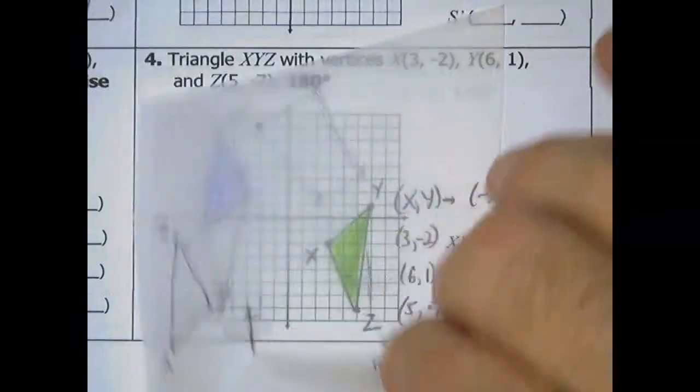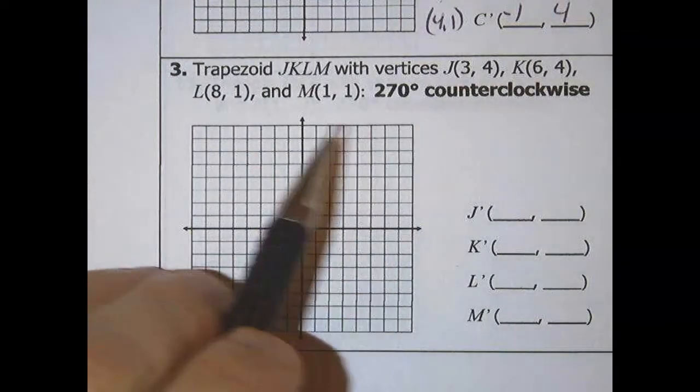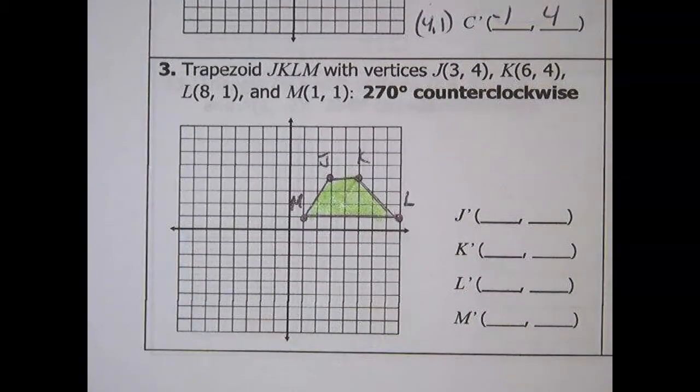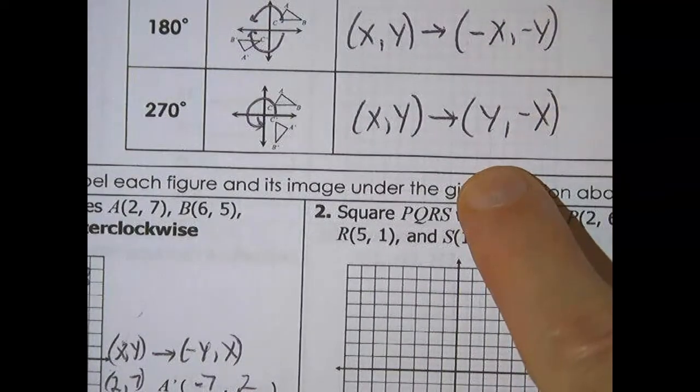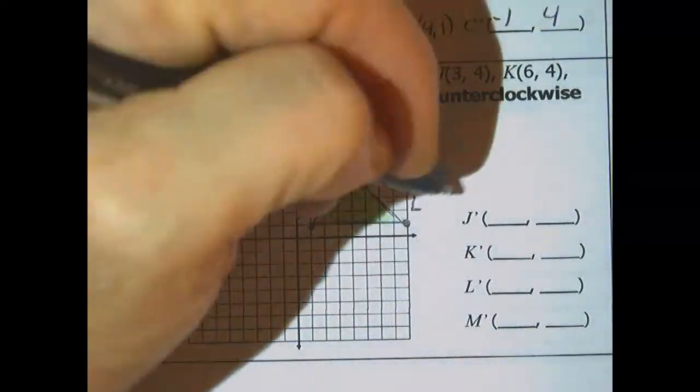Okay. Let's do one rotation of 270 degrees counterclockwise. So go ahead and plot the 4 vertices of this trapezoid. Okay, so there's the pre-image in green. There's the rule for a 270 degree rotation. X, Y goes to Y, negative X. So I'm going to write the rule, write the points, and apply it.